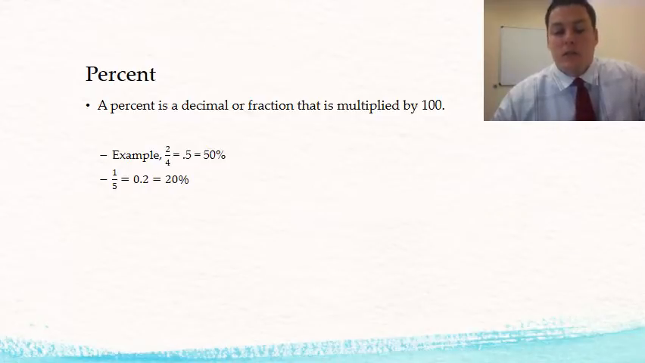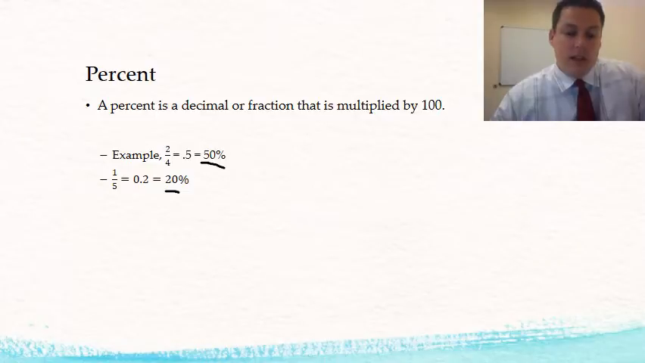So here are some examples. 2/4, if we were to write that as a decimal, it's 0.5. Either one can be represented as 50%. 1/5 equals 0.2. Again, either 1/5 or 0.2 can be written as 20% because we are multiplying the decimal equivalent of a ratio by 100.